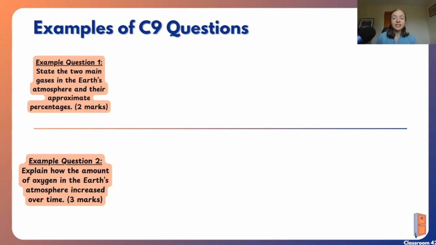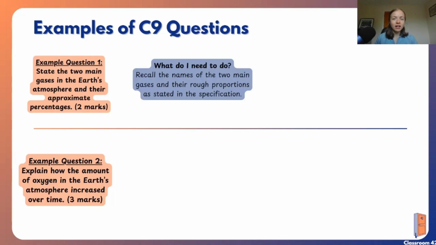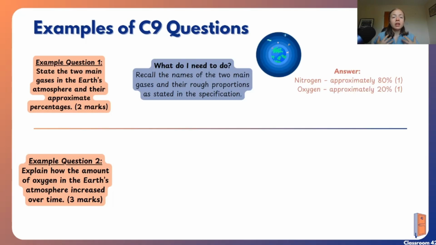So question 1 is state the 2 main gases in the Earth's atmosphere and their approximate percentages. So that's again back to our first few points of C9. So recalling the names of the 2 main gases and their rough proportions as stated in the specification. So nitrogen, approximately 80%, oxygen, approximately 20%. So it's a nice simple 2-mark answer there.